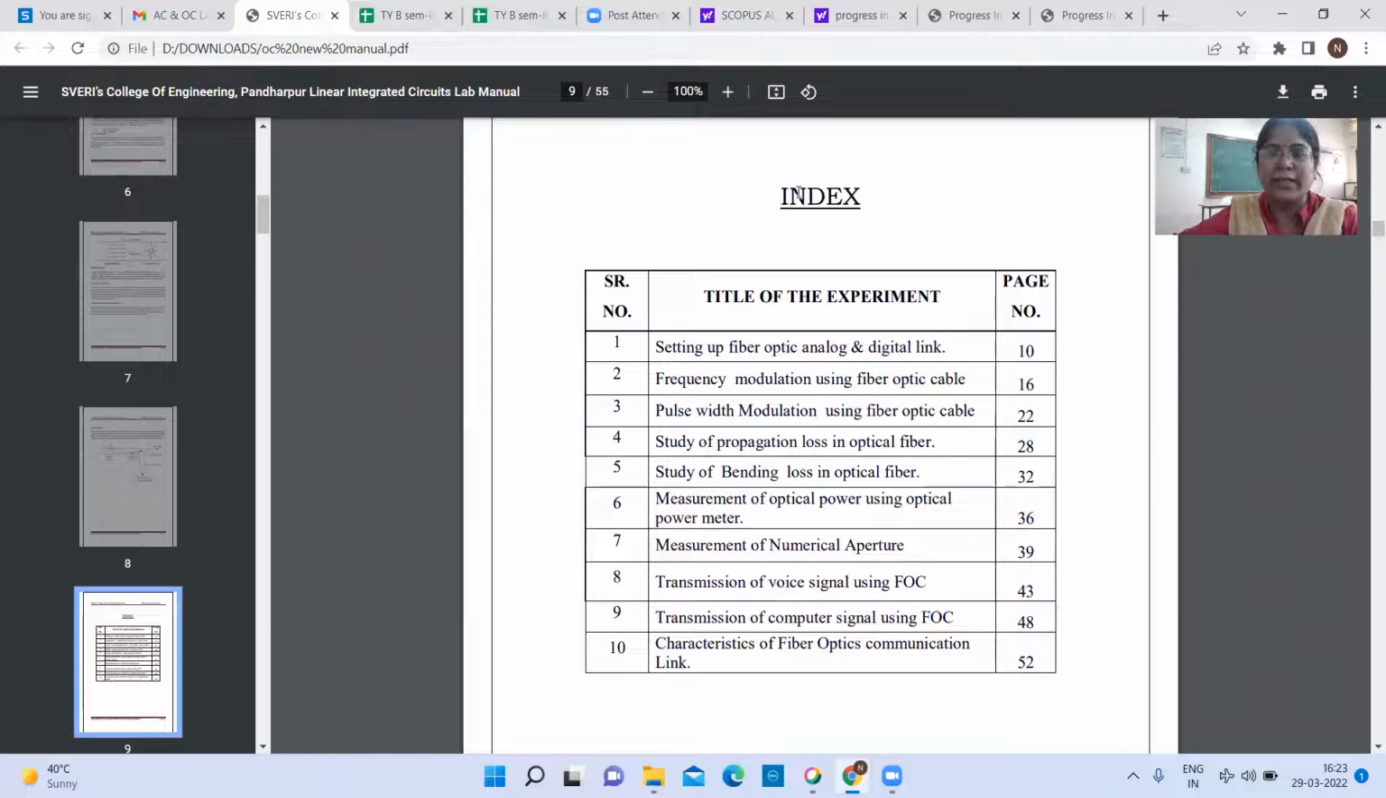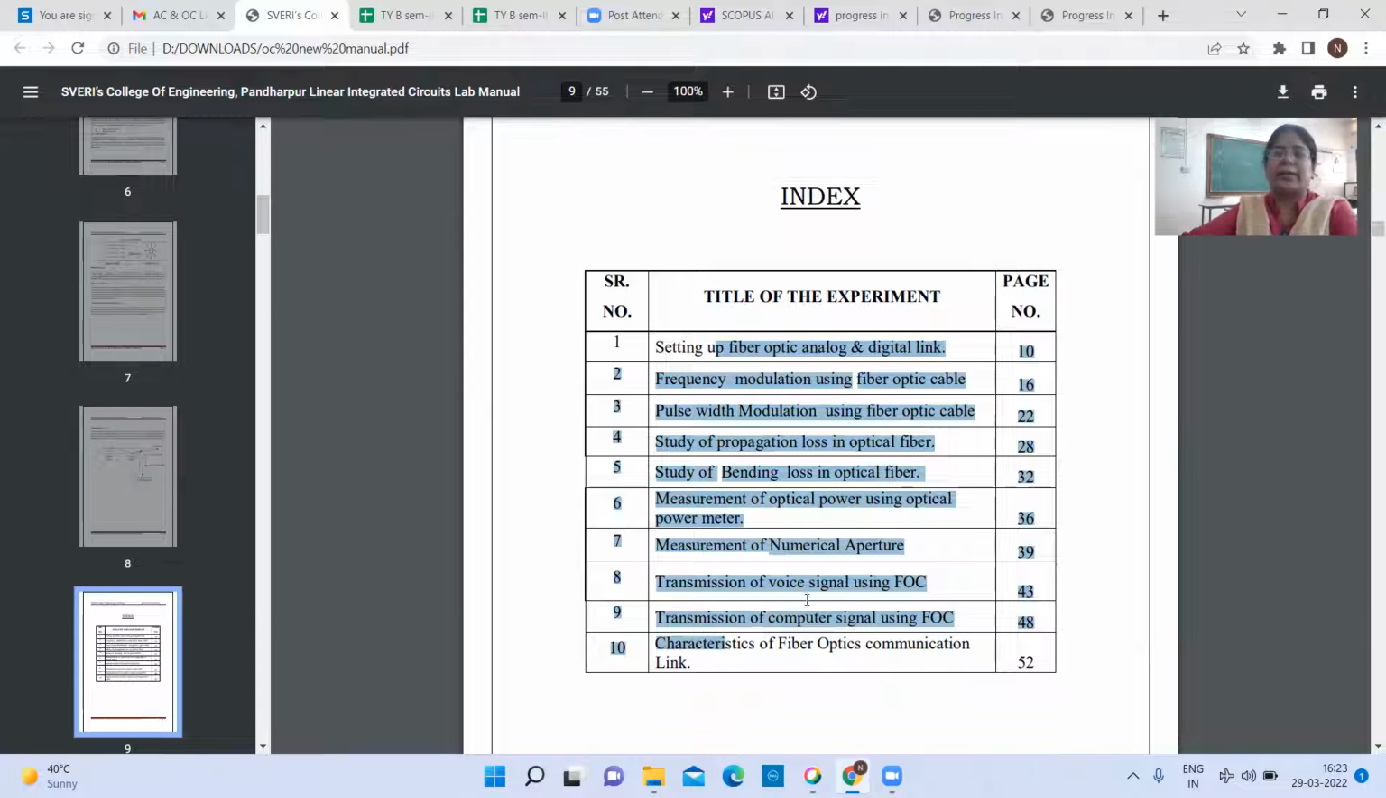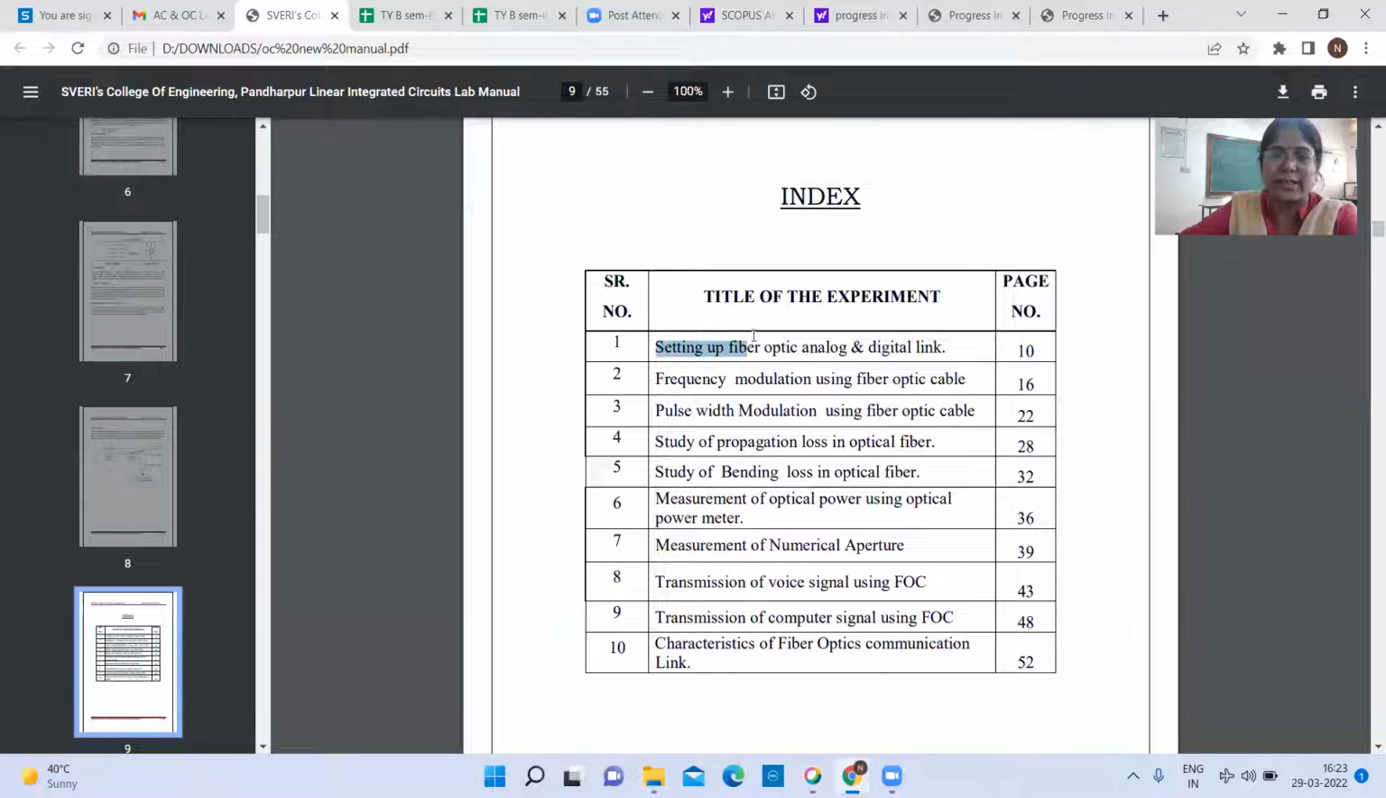Now here is the list of experiments. In total there are 10 experiments given. Out of that, at least a minimum of 8 experiments we are going to perform for this optical communication subject. Okay, so briefly I will discuss the experiments.